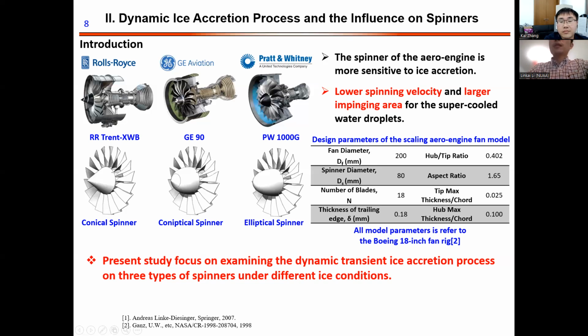So for the first study, I want to examine how the spinner's shape affects the dynamic ice accretion process, and what the icing influence is on the airframe and on the aerodynamic performance of the spinner. These are some design parameters, and the fan model is the model for the Boeing 18-inch fan rig. It's a model developed by myself.